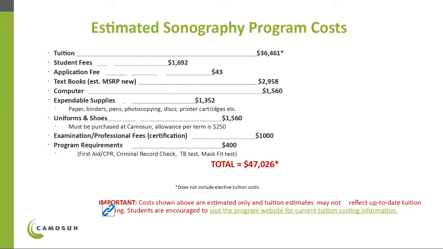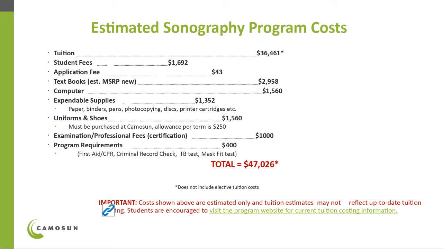Computer: if you already have a laptop, that expense won't matter. It's highly recommended you have a laptop. In fact, we do have some tools that would require you to have one. Expendable supplies, paper, binders, pens, photocopying, we've estimated this much. It's, again, an overestimate. Uniforms and shoes: you will not be spending $1,560 on uniforms unless you want one for every day of the week.